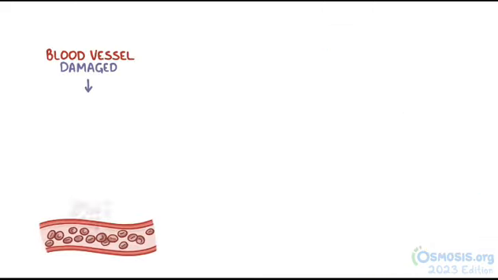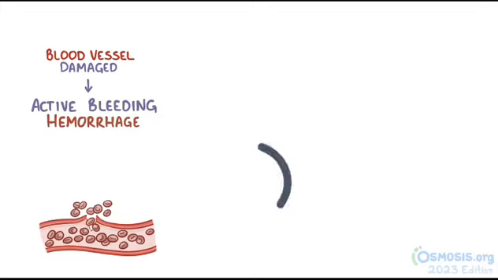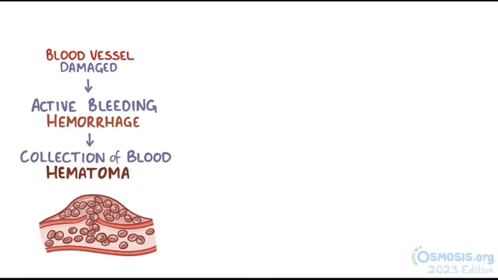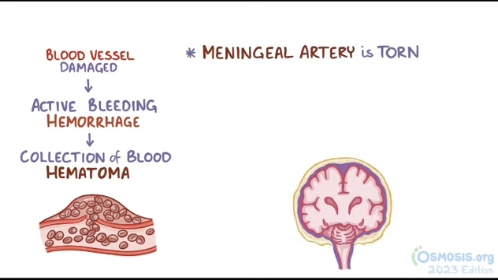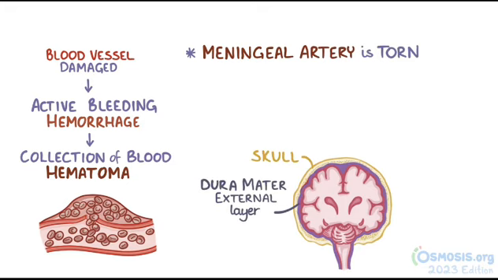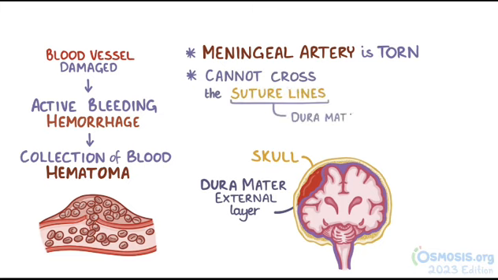When a blood vessel is damaged and there's active bleeding, it's called a hemorrhage. And the collection of blood that results is called a hematoma. In the case of an epidural hemorrhage, once a meningeal artery is torn, blood will move between the skull and the external layer of the dura mater, separating it from the inner surface of the skull. The blood builds up between the skull and the outer layer of the dura mater, but can't cross the suture lines where the dura mater adheres more tightly.